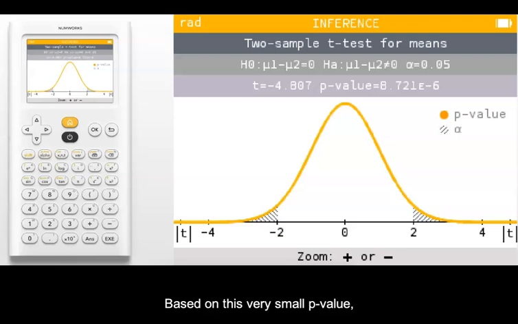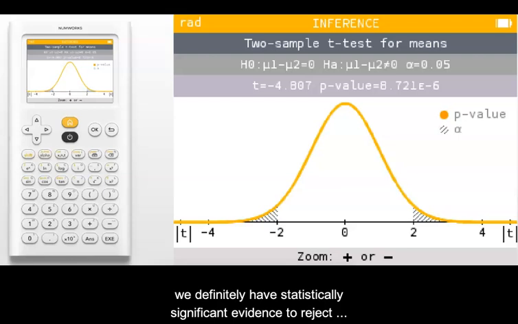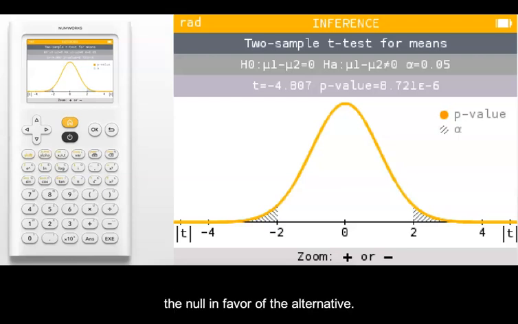Based on this very small p-value, which is less than the alpha level of 0.05, we definitely have statistically significant evidence to reject the null in favor of the alternative.